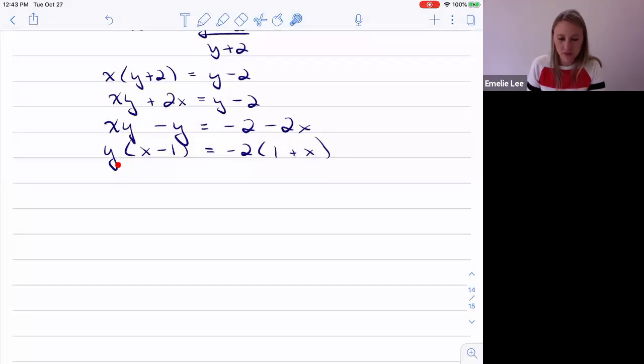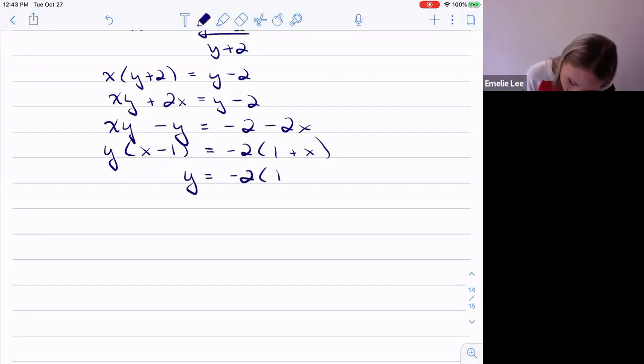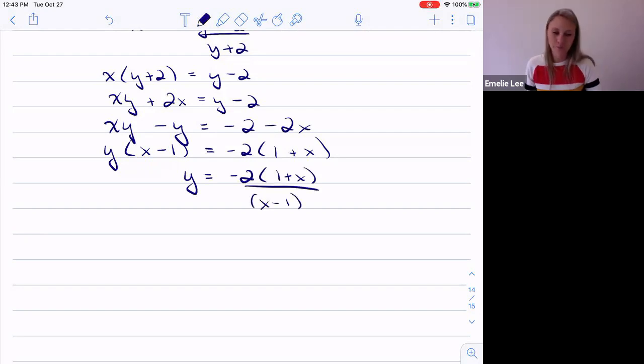So now I'm able to solve for y if I divide both sides by x minus 1. And so I get y is negative 2 times 1 plus x over x minus 1. So this is the inverse of f of x.